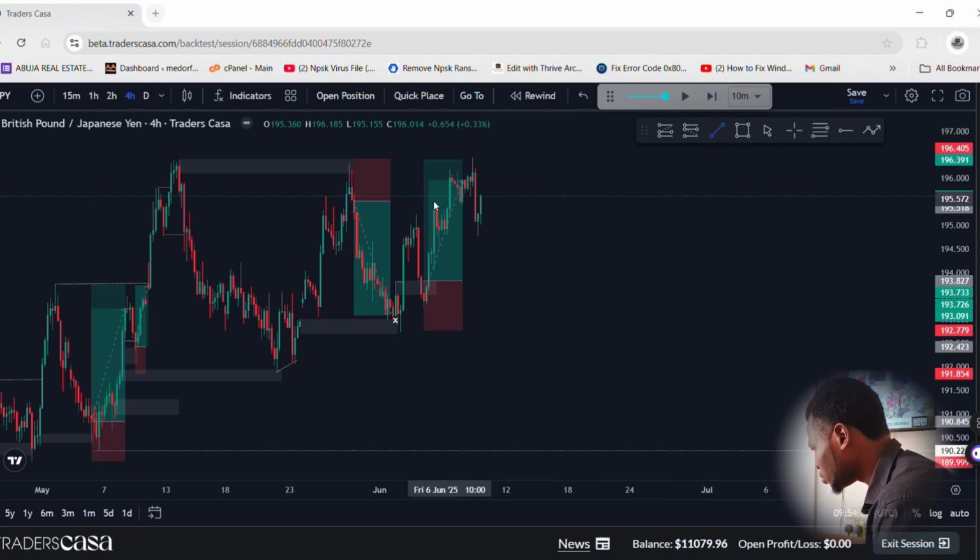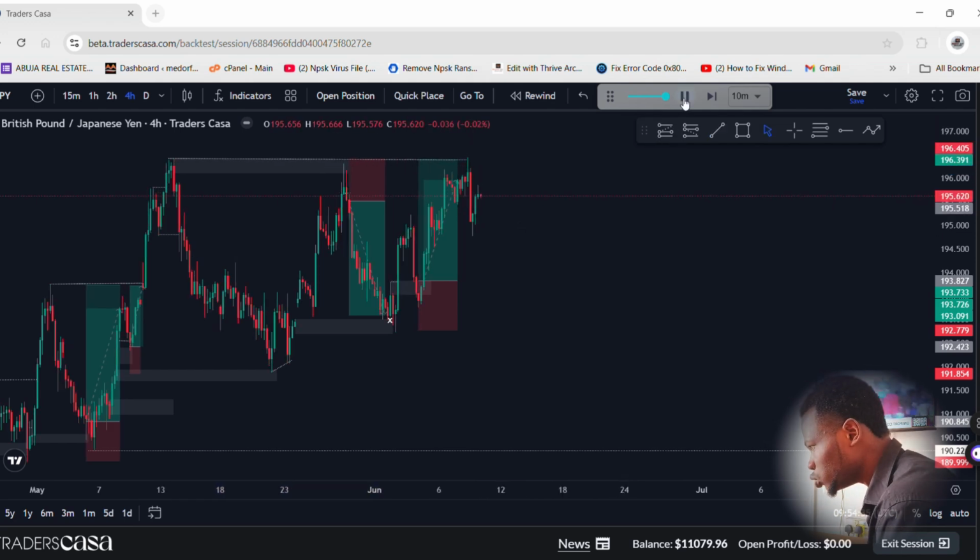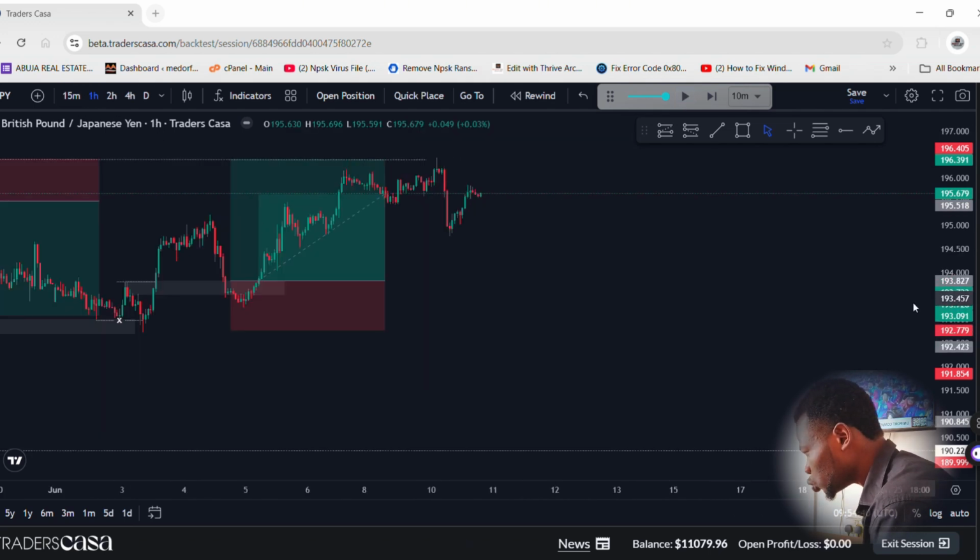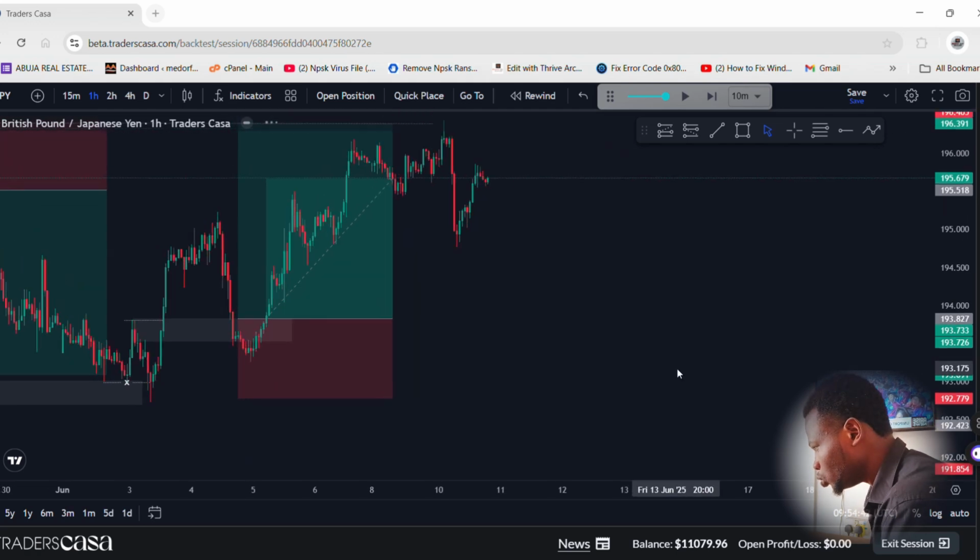So let's just draw it. So price has taken it out. So let's see next what price is going to do. Let's go to the 1-hour time frame and look at price very well. So guys, this is trading for you.